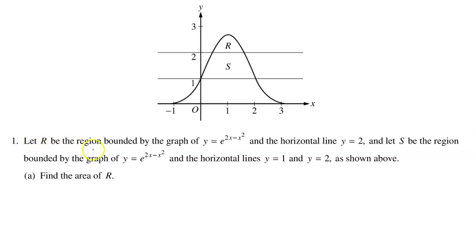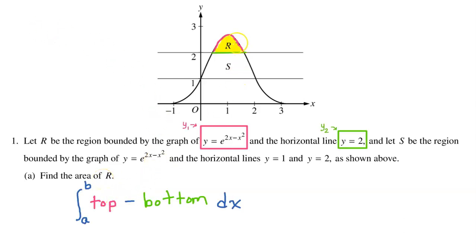Let R be the region bounded by the graph of y equals e to the 2x minus x squared and the horizontal line y equals 2. Let S be the region bounded by the graph of y equals e to the 2x minus x squared and the horizontal lines y equals 1 and y equals 2 as shown above. Part A. Find the area of region R.